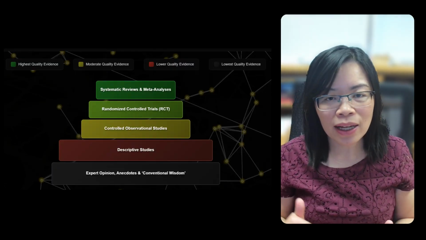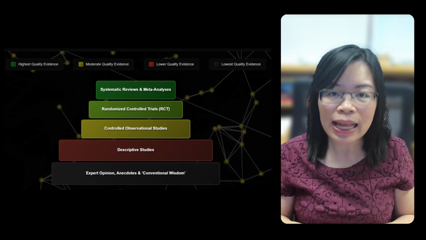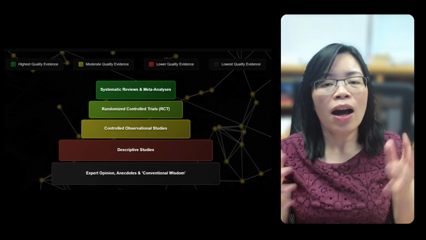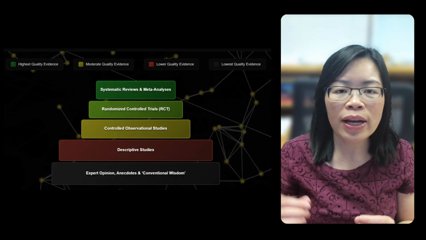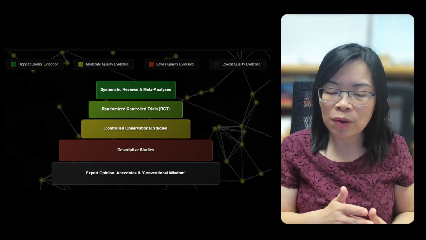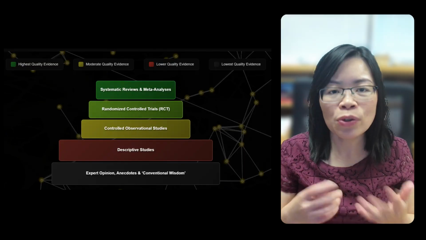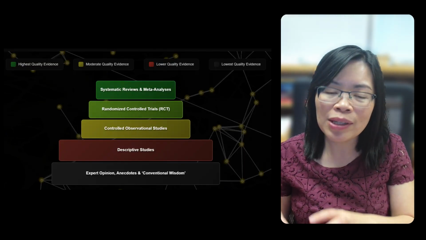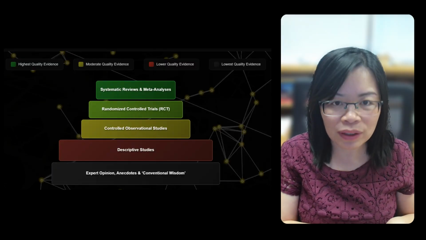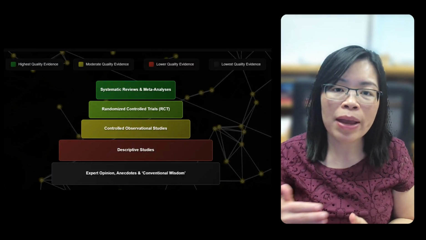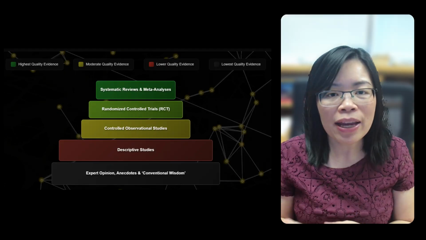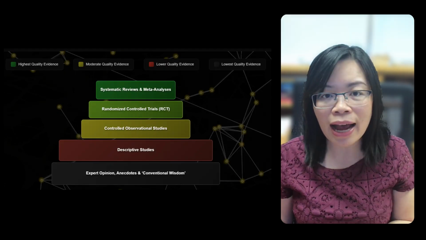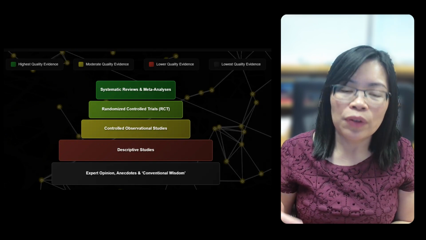Next in the pyramid come controlled observational studies. This includes cohort studies, following two groups, one exposed to something, the other not, over time, or case-control studies, looking backward from outcomes to potential causes. In those research designs, participants are not randomly assigned, but researchers use statistical controls to account for differences. In leadership research, this may be a longitudinal study comparing organizations that implemented a policy versus those that did not, with an attempt to control for initial differences.